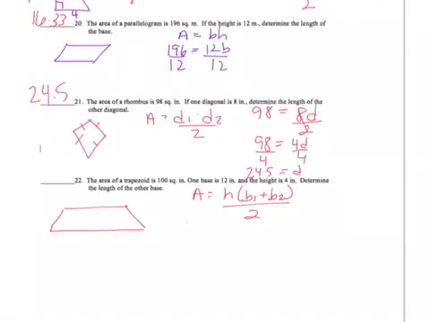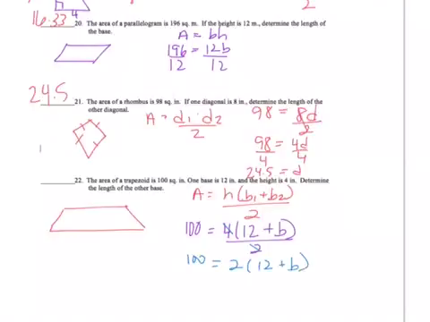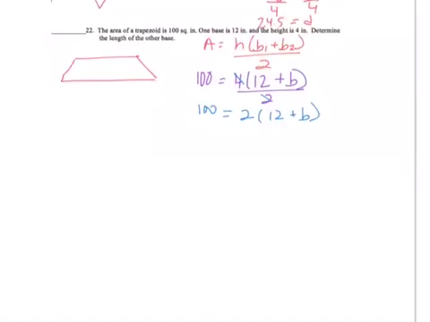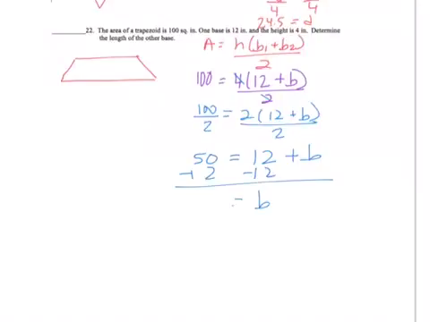So we have 100 equals, one base is 12, height is 4, so I'm going to put 4 here, 12 here for one of the bases, plus the other base divided by 2. I like to reduce, so I'm going to reduce those. So I have 100 equals 2 times 12 plus b. I'll move this up so we can see it better. This 2 is multiplied to this, so I can get rid of it by dividing both sides by 2. We're going to minus 12 on both sides to get b alone, so b equals 38.